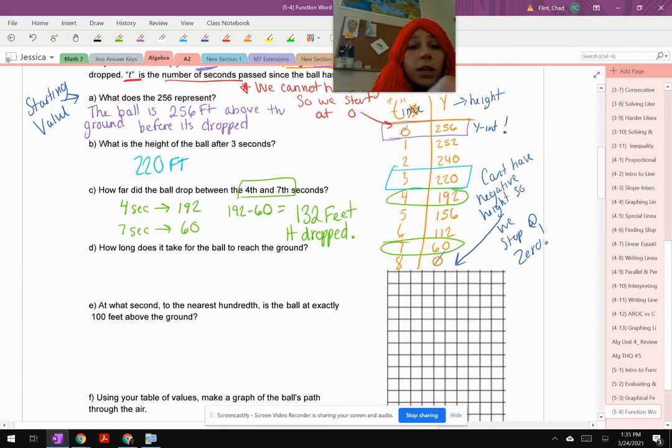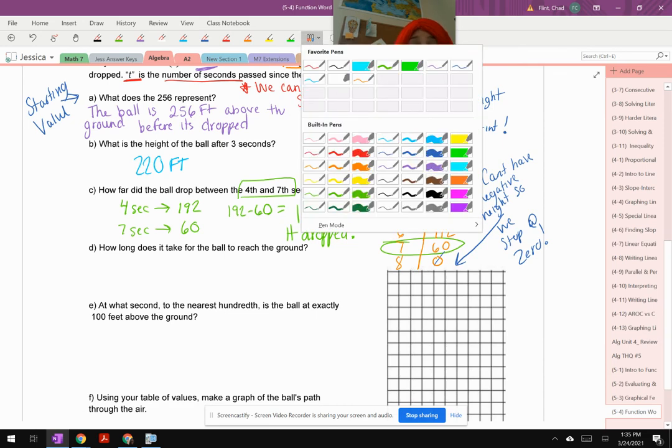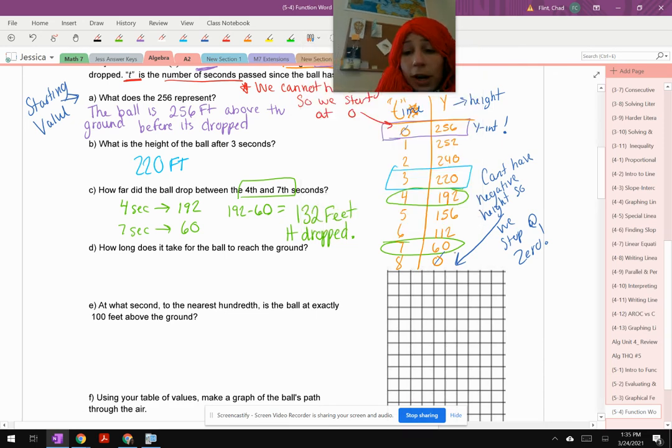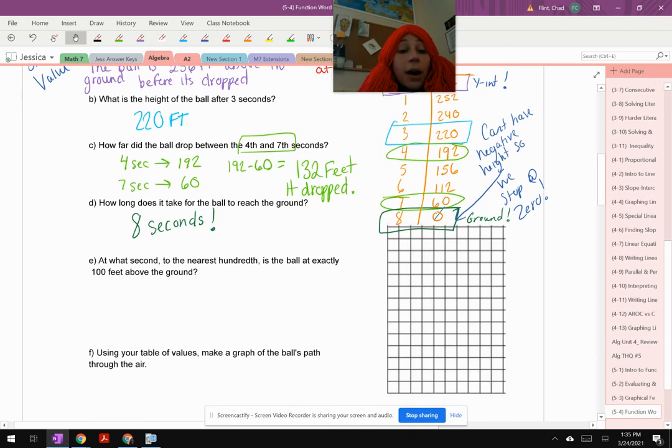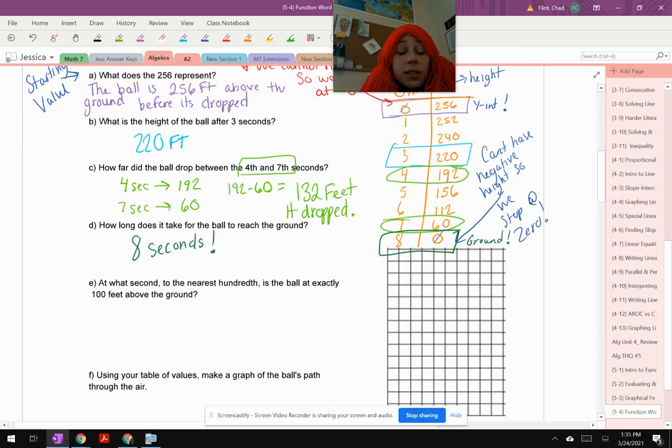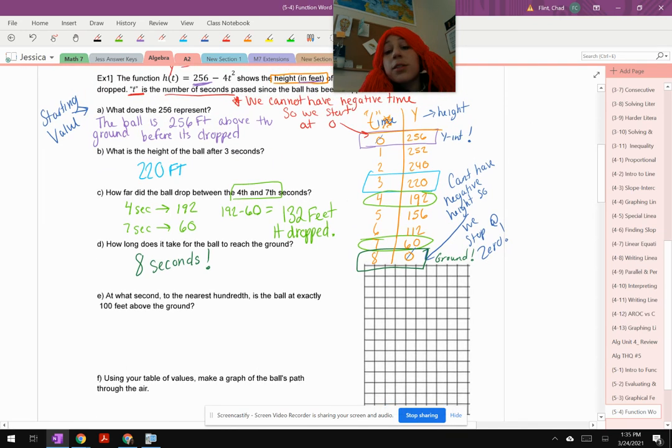Flying along. Next one, how long does it take for the ball to reach the ground? Well, if it's height 0, this is it reaching the ground. That was a time of 8, so 8 seconds. At what second to the nearest hundredth is the ball exactly 100 feet above the ground? So this one, we are going to do a little math to solve, and I'm going to do this in a different video.